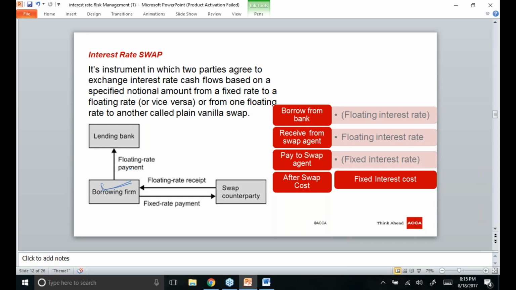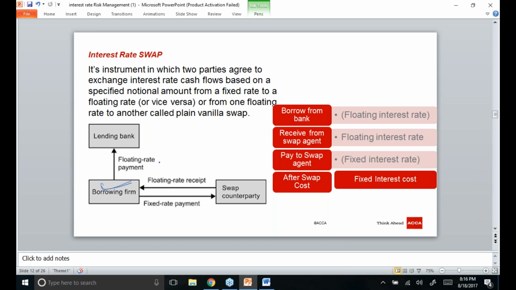But you are expecting that interest rates will go up in the future. You have taken your loan at a floating interest rate, but you are expecting that interest rates will go up in the future.